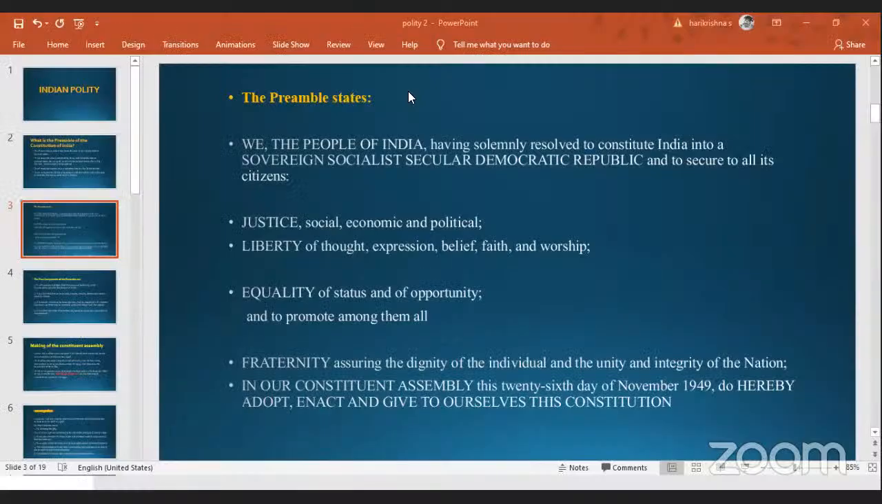Okay. So we're talking about the Indian preamble. That is, the people of India having solemnly resolved to constitute, and that says about socialist, secular, democratic, and republic. Then justice, social, economic, and political.